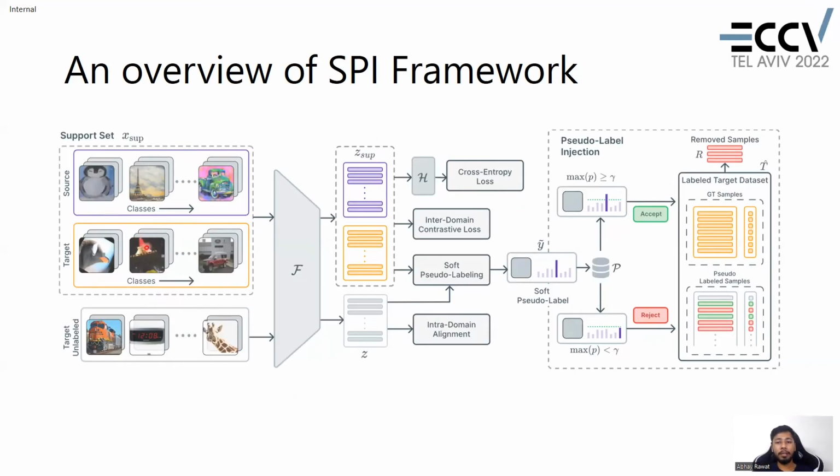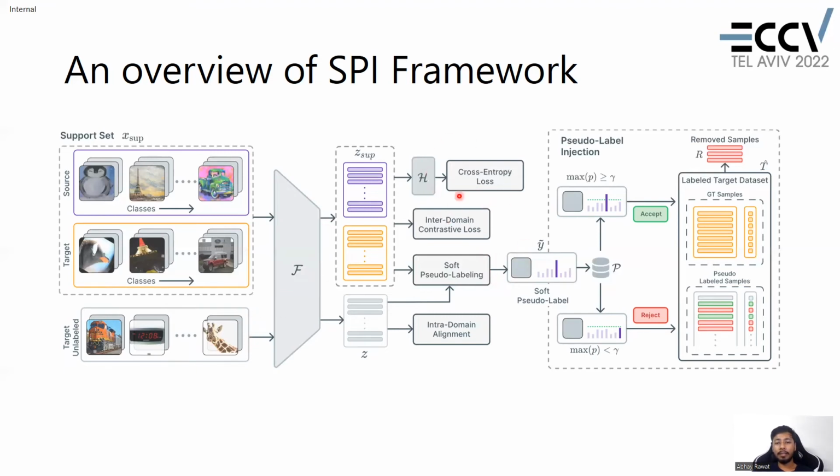Here we present a brief overview of the SPI framework. Towards the left, we have the support set. In each iteration, the support set contains a predefined number of labeled samples from each class from both the domains. Note that the support set may also contain samples from the target domain that are pseudo-labeled. Along with the support set, we sample unlabeled samples from the target domain as well. The computed embeddings from the support set and the unlabeled target dataset are then used to compute the losses.